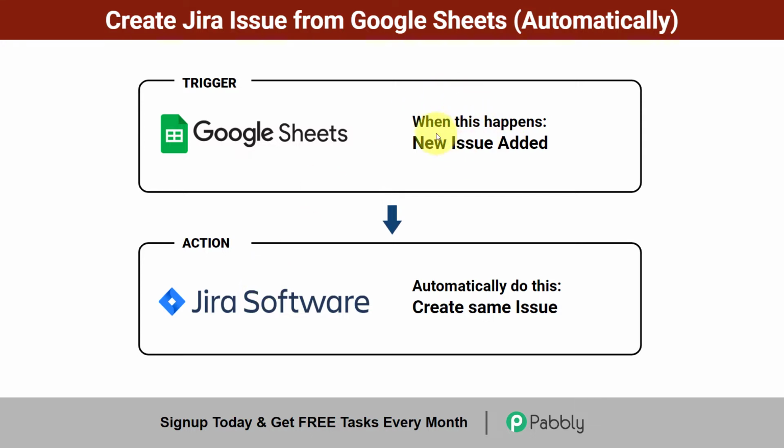Either you can manually copy every single issue from the sheet and create the same issue here again and again, or you can build an integration in Google Sheets and Jira software application so that whenever a new issue is added here, the same issue will be created automatically in Jira software. Want to learn how you can also automate this? Come with me and I will show you everything step by step.